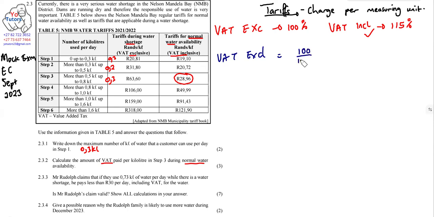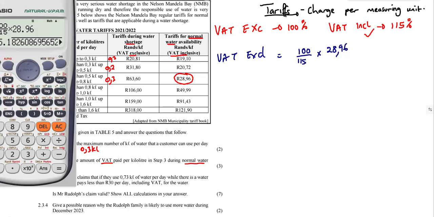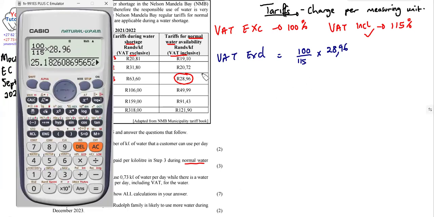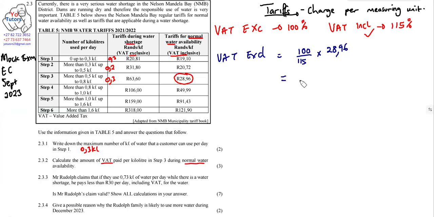So 100 over 115 times 28 rand 96. On the calculator, 100 over 115 times 28.96 gives us 25 rand 18. So this is the VAT exclusive. How do we get the VAT amount? To calculate the VAT amount, we say VAT inclusive minus VAT exclusive.